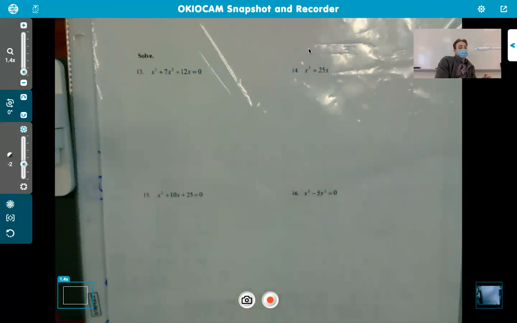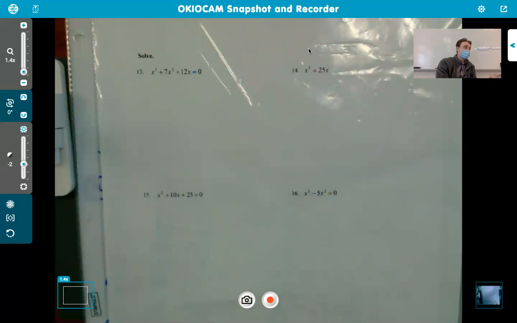Number 13, I have x cubed plus 7x squared plus 12x equals 0. In all the examples that we've seen so far, we either had it factored out for us or we factored with an x squared term, right? That was the highest exponent. In this one, we have an x cubed. In any question where you have an x cubed, we don't know how to factor that right now. So what we need to think to do is find a way to make that an x squared equation.